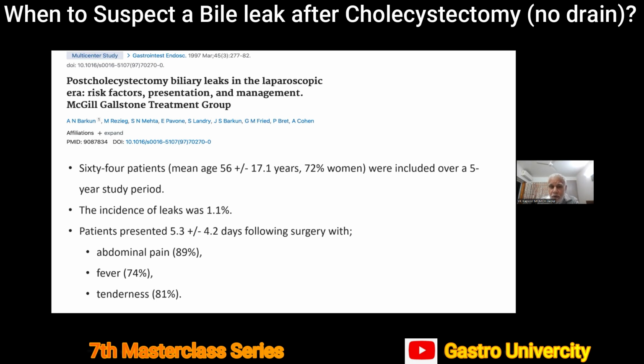But note the point, the interval between cholecystectomy and presentation, 5 days, which means the patient is at home. The patient is not in the hospital, because we don't keep these patients for 5 days. So what I'm trying to say is that even if the patient has gone home on day 1 without any problems, it doesn't mean that there is no problem. There could still be a problem. The patient may develop symptoms later.